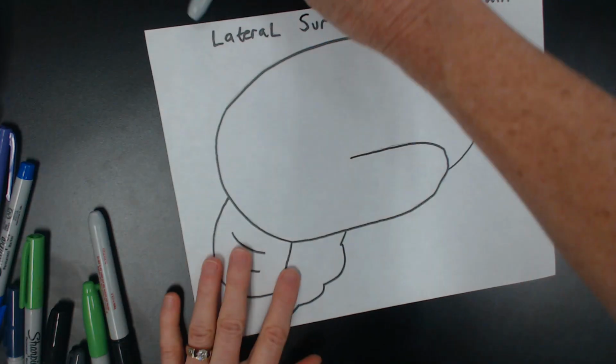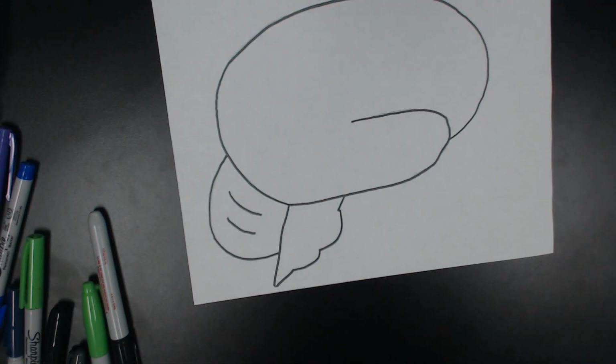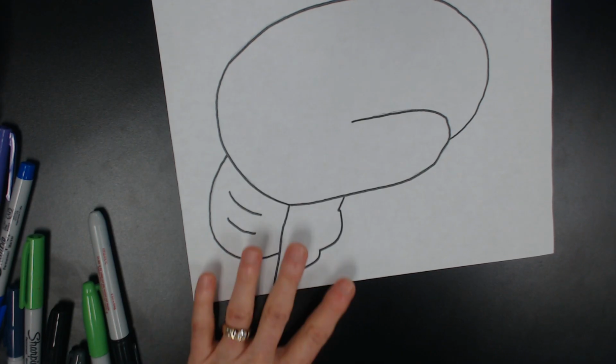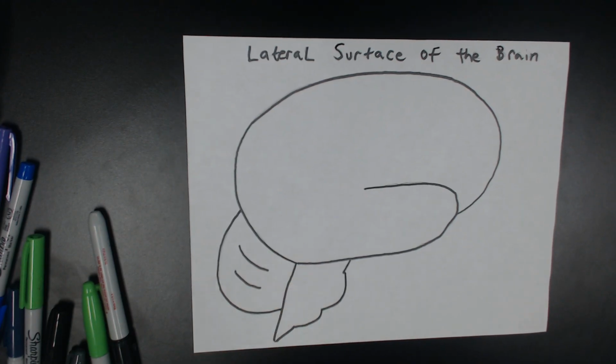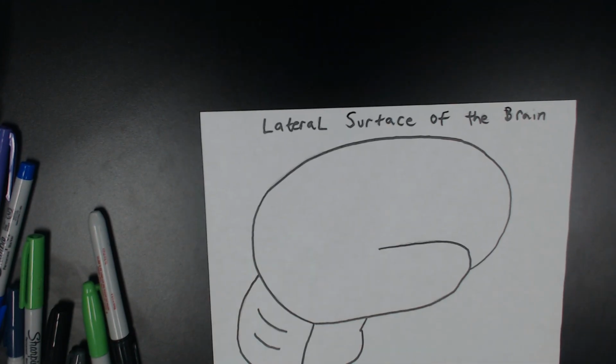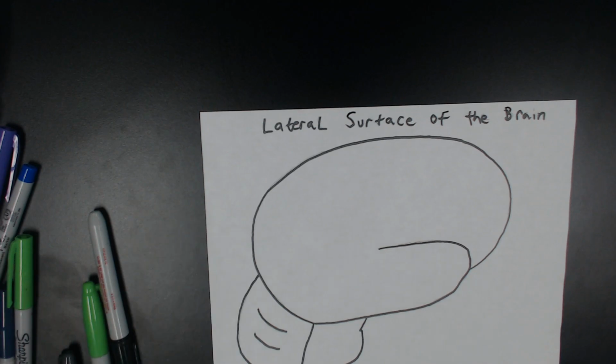So let's talk about the lateral surface of the brain. We're almost done. Lateral surface of the brain. Here it is. A lot of this is just review now, but kind of an important thing that you need to know. Thinking about the lateral surface of the brain, again, this is just a lateral view. If I had the label here, what's the name of this lobe?